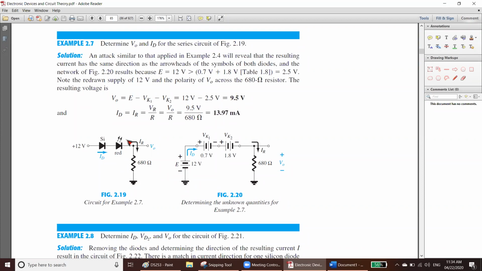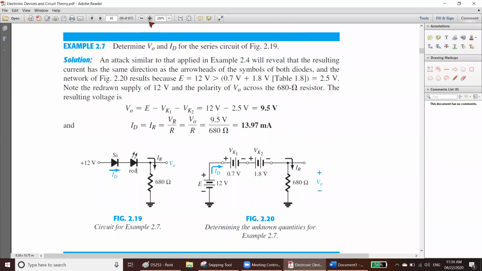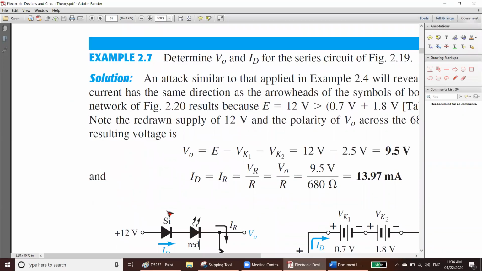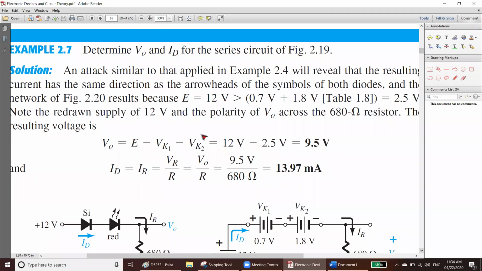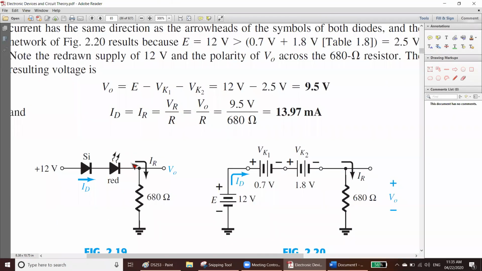How do I know it is an LED? You all know LED, but you do not know LED is a diode. This is an LED. How do I know? Because there are some arrows. Can you see some arrows? I believe you can see them. This is an LED. So silicon takes 0.7 because you already know it, and both of them are forward bias.